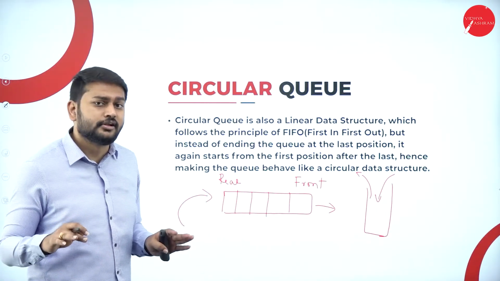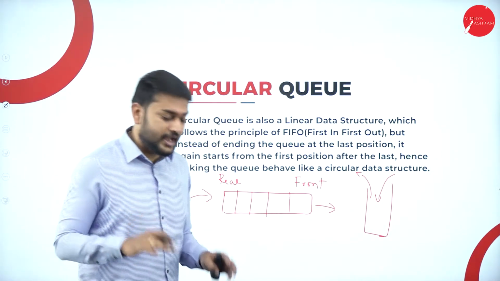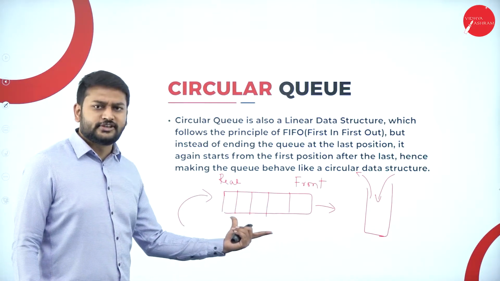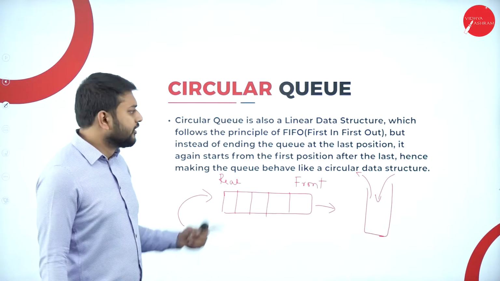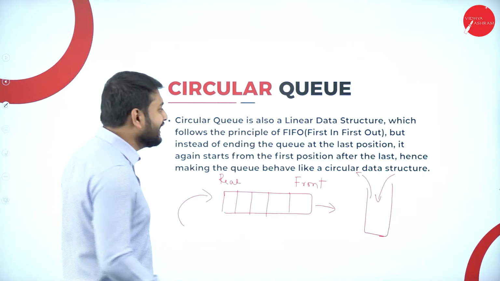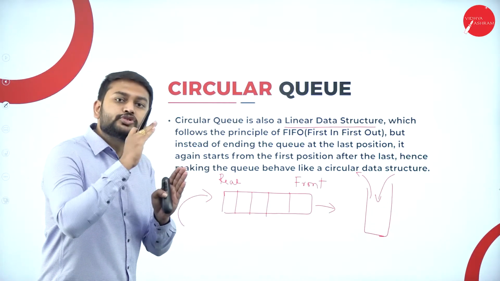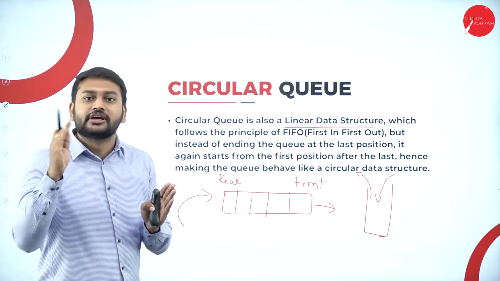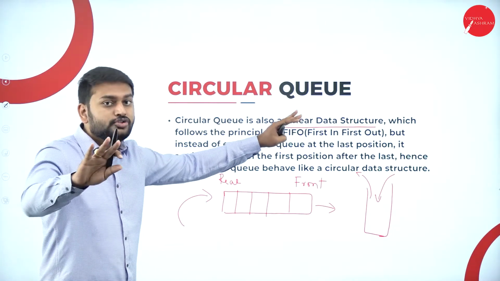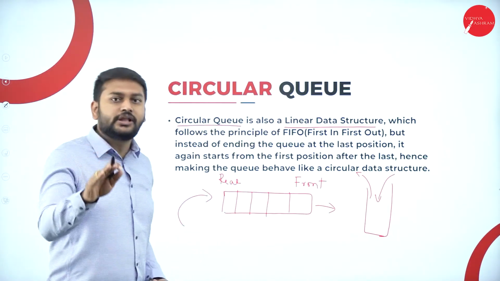So what is the meaning of circular queue? That's what we are trying to understand. So guys, let's understand and study the concept of circular queue. A circular queue is also a linear data structure. What is the meaning of linear data structure? You will be storing the data one by one after the other, sequentially. That is what we call a linear data structure. Even the circular queue is a linear data structure.